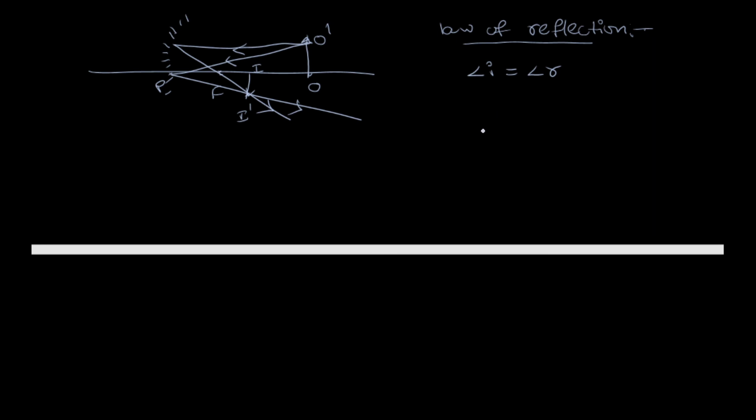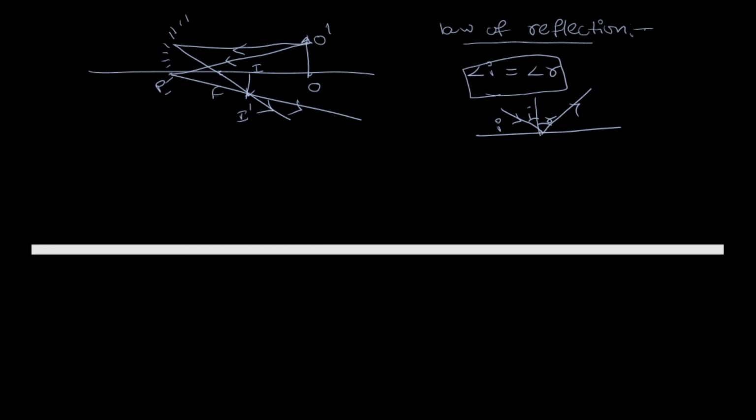For a plane surface, this will be the normal, the perpendicular line to the plane surface. If this is the incident ray and this is the reflected ray, the angle made by the incident ray with the normal is taken as I, and the angle made by the reflected ray with the normal is taken as R. The angle of incidence is equal to the angle of reflection for a plane surface.